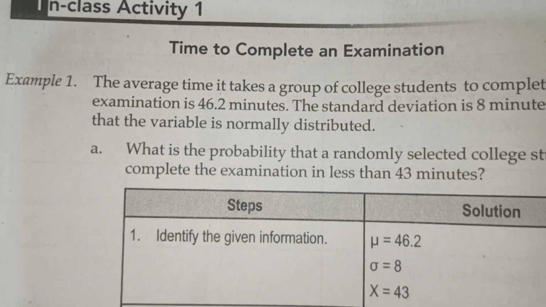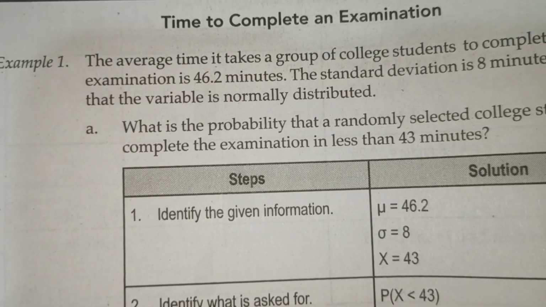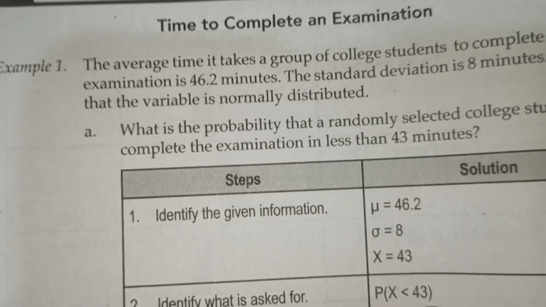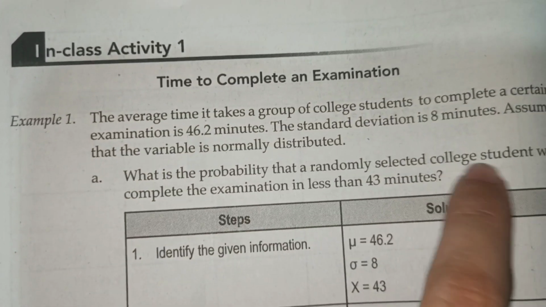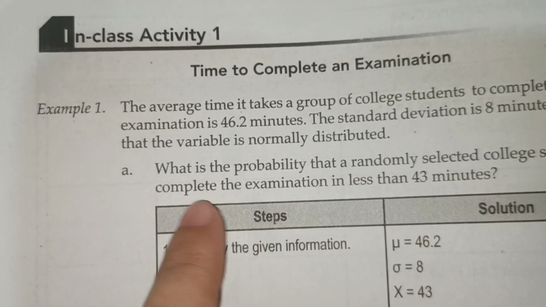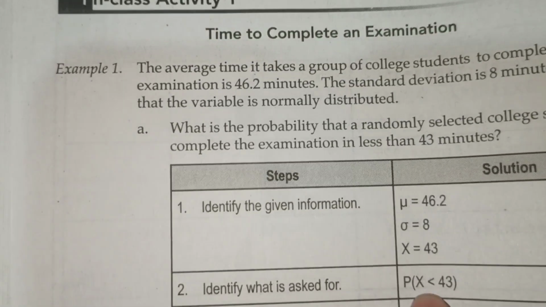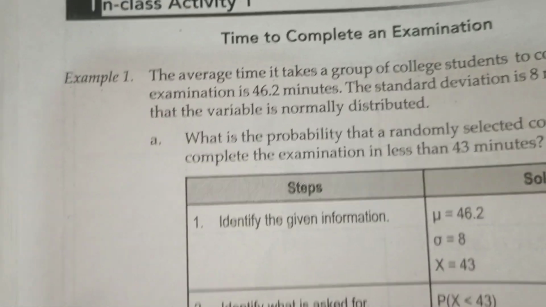Now, we're going to identify what is asked. For what is asked, we're going to get the probability of the given score less than 43. Sabi doon, the probability of a randomly selected college student will complete the examination in less than 43 minutes. So the score must be less than 43 minutes.